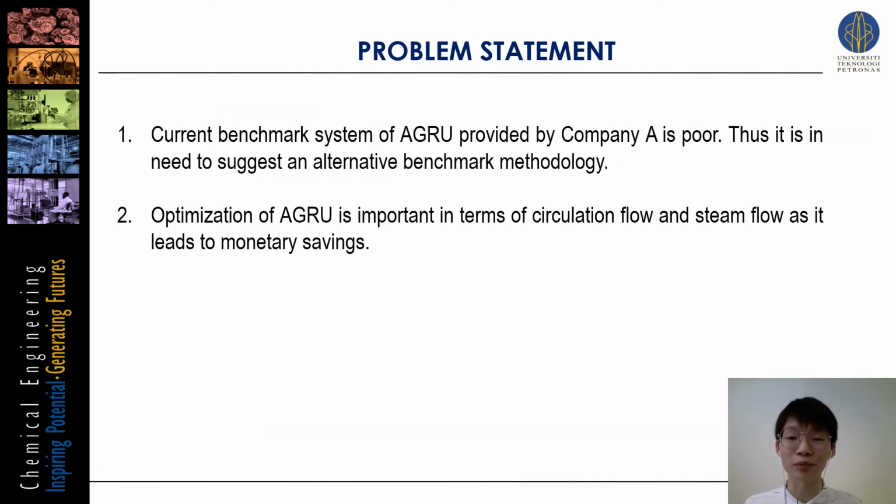Next, I present the problem statement for my project today. There are a total of two problem statements that I would like to mention. The first one is that the current benchmarking of AGRU provided by company A is actually very poor, so there's a need to suggest an alternative benchmark methodology in order to optimize and better control the AGRU. Next, in terms of the optimization of AGRU, there are two main parameters, which are the circulation flow and the steam flow. In terms of the reboiler and also the preheater, they are essential because they lead to money saving.